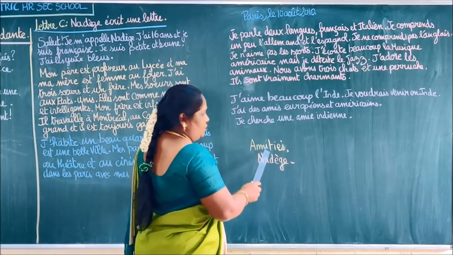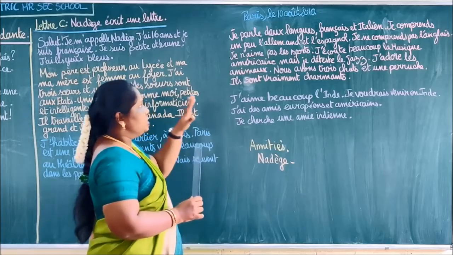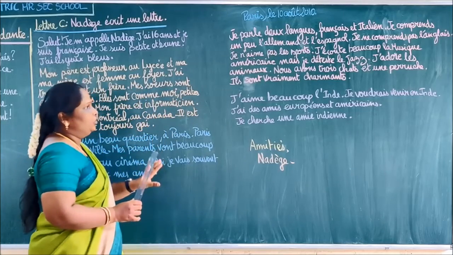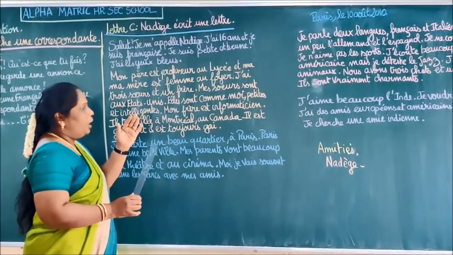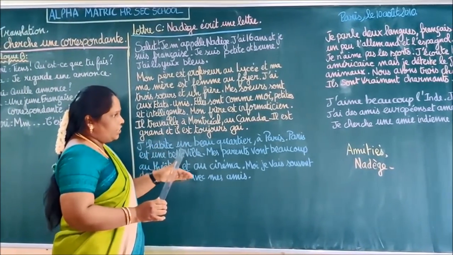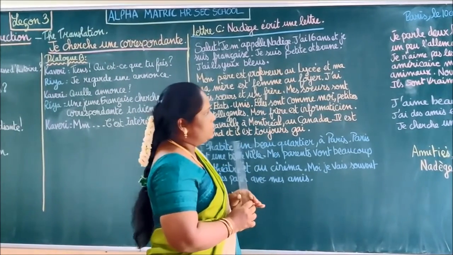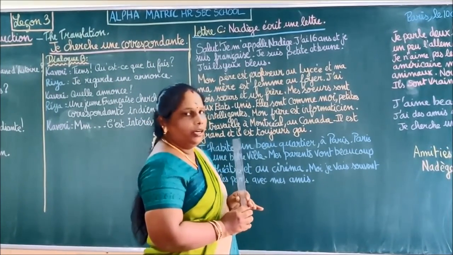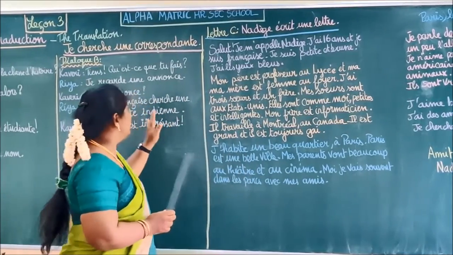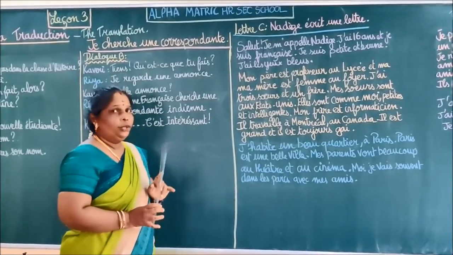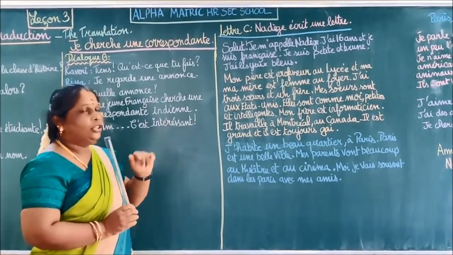Okay, so Amitié Nadesh. With love, Nadesh. So this is the letter of Nadesh, in which she is describing a lot about her family, about herself, about where she lives, everything in a letter, to describe this for a friend about her. So this is over for this lesson. We saw the translation of this lesson. We are going to learn and write the English meaning with what I taught you.